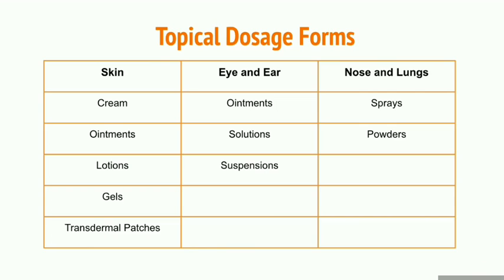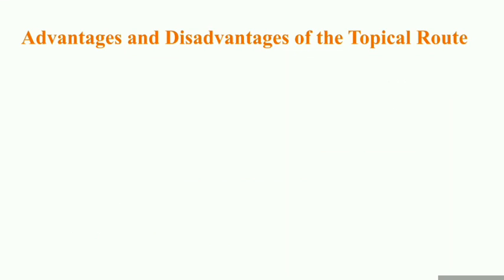The topical dosage forms in skin and eye, ears, nose, and lungs are the creams, ointments, lotions, gels, and transdermal patches applied directly to the skin. And in ear and eye, we use ointments, solutions, suspensions, and in nose and lungs, the drugs used are sprays and powders. Now we will discuss the advantages and disadvantages of the topical route.